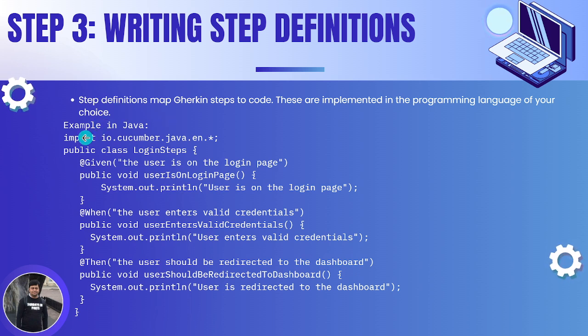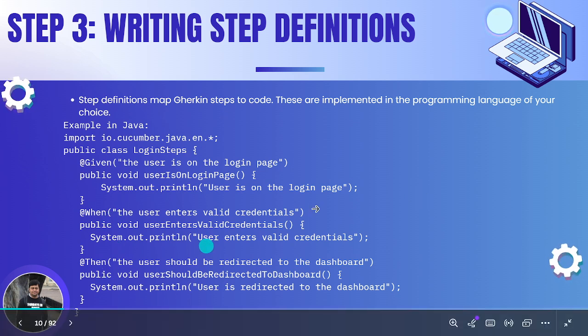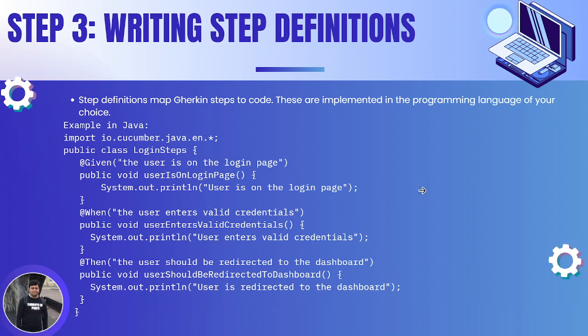Example in Java, import io.cucumber.java, and then you can use the class public class LoginSteps, and based on your feature steps you can write the code in the step definition. Like "Given the user is on the login page", it will create a method named public void user_is_on_the_login_page, and then you can create the logic of Given, When, and Then. So these are the three methods that can be used in the step definition file.